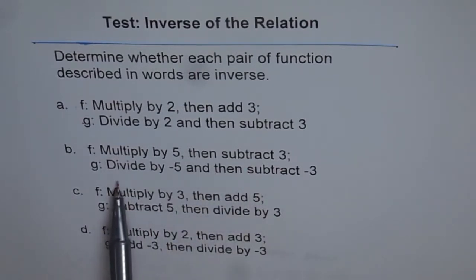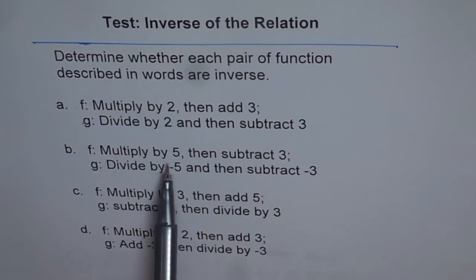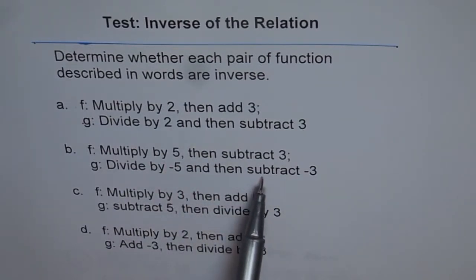Next is multiply by 5, then subtract 3. And the inverse could be divide by minus 5 and then subtract minus 3. Is G the inverse of F or not? This is what you need to figure out.